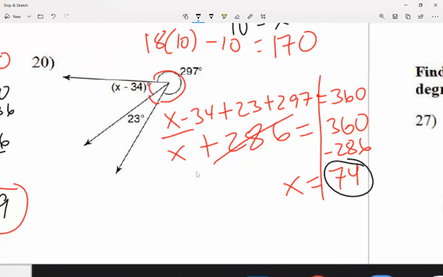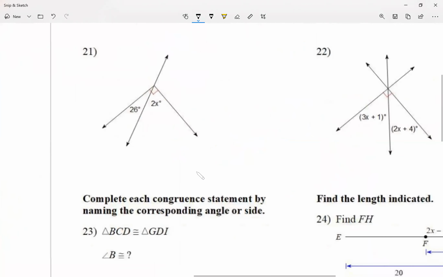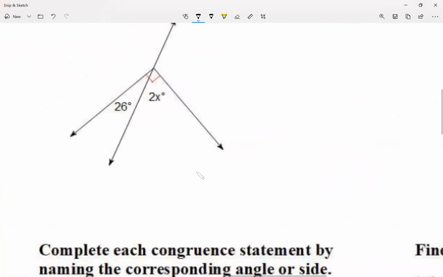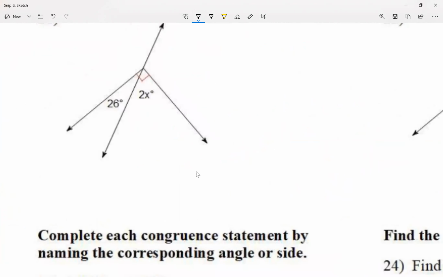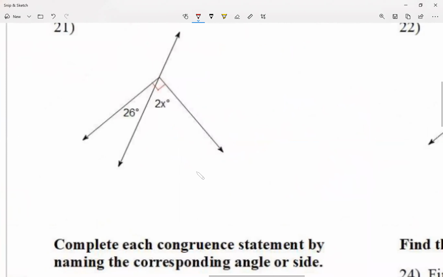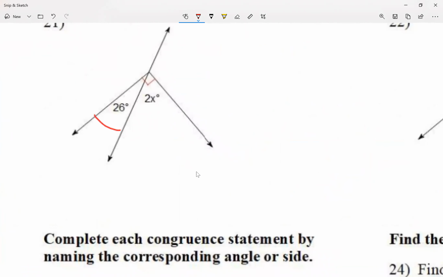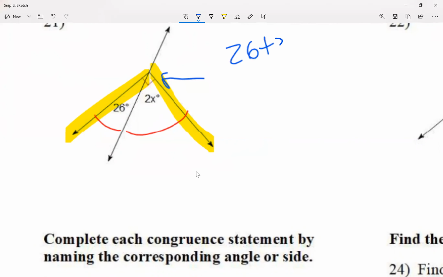Now questions 21 and 22, let's take a look at our notes here. They don't quite make an entire circle. I see 26 degrees and 2x don't quite make an entire circle. However, I notice these two combined make a 90-degree angle. To emphasize, notice how I have that little box right there. That little box represents 90. So I have that 26 plus 2x is equal to 90.